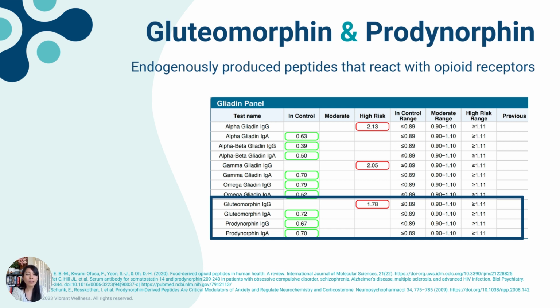So what's the impact on the central nervous system? Gluteomorphin can be transferred across the epithelium of the intestines and then transported via the bloodstream and then cross the blood-brain barrier where it can exert its opiate-like effects, morphine-like activity in the central nervous system.